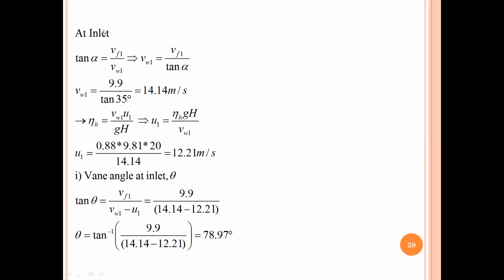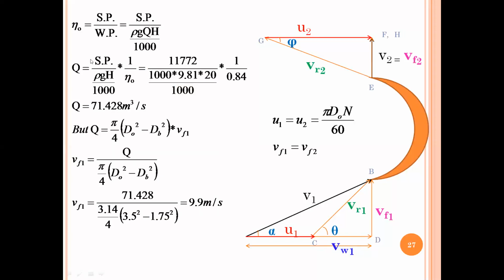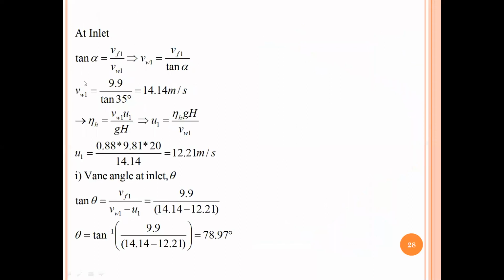So we come directly to inlet. At inlet, we are making use of tan alpha. So tan alpha is given as 35. We know it is VF1 by VW1. So from there, I can get the value of VW1 as 9.9 divided by tan 35. That is equal to 14.14 meter per second.